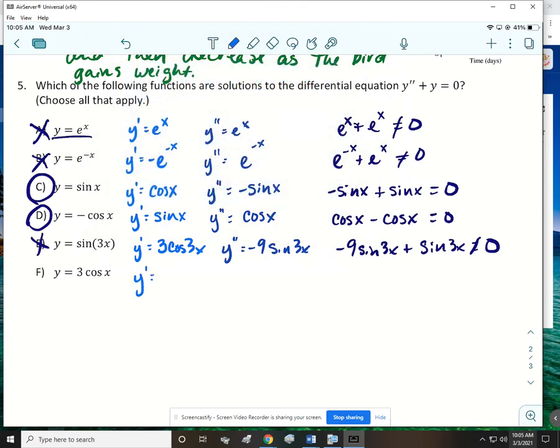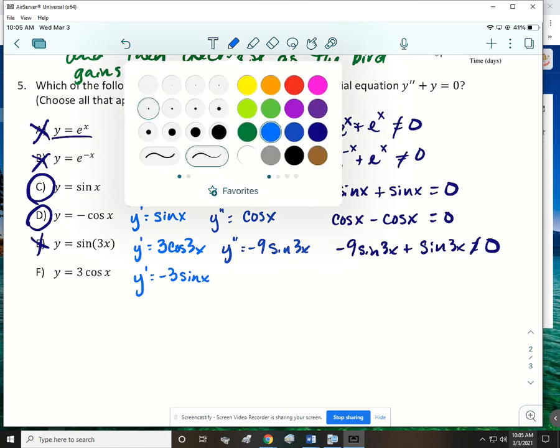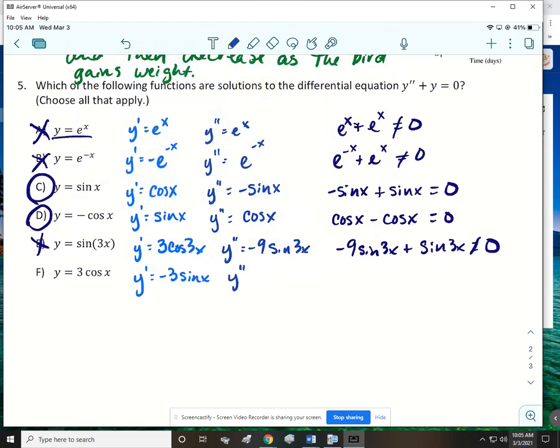Okay, so this is going to be negative 3 sine of x. Negative 3 cosine of x. This one looks like it's going to be good. So 3 of those ended up working for that differential equation. All right, so your assignment today is to complete the worksheet.